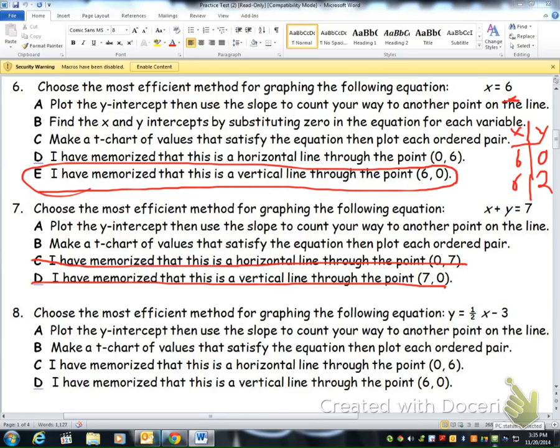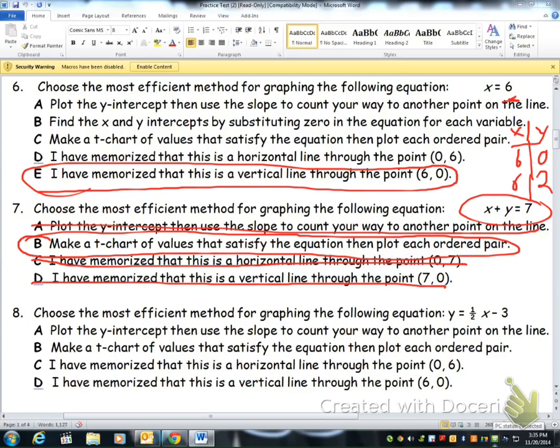Now, to plot the y-intercept and use the slope, that means you need to have it in slope-intercept form. So look at this equation. Is that in slope-intercept form? No. So the best method to use here is going to be making a t-chart, because the equation doesn't start out in slope-intercept form. Now again, this is a matter of opinion.